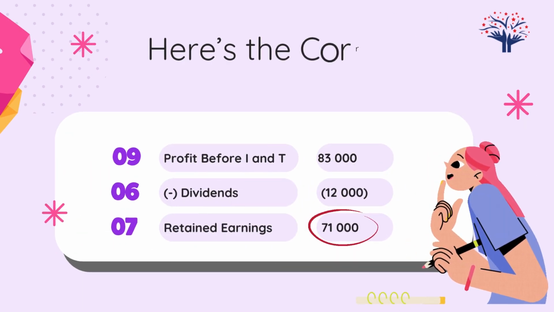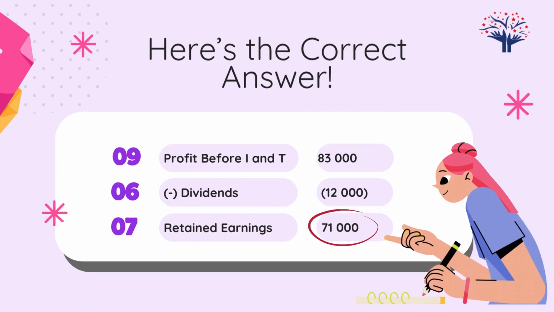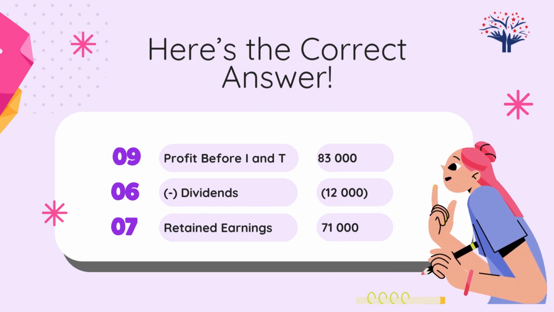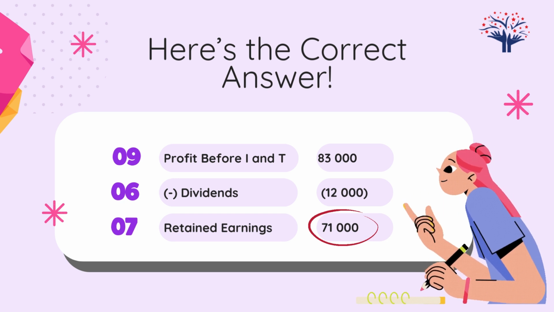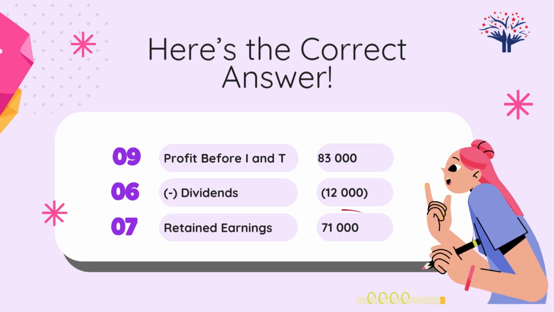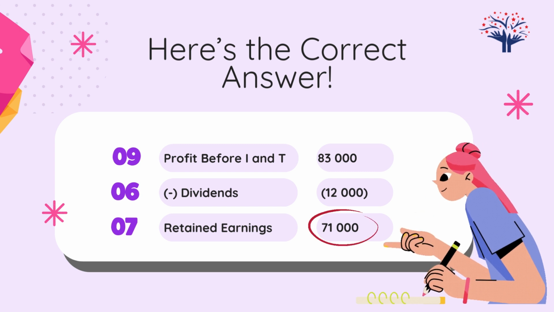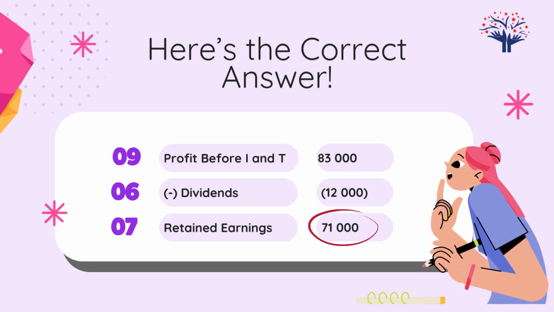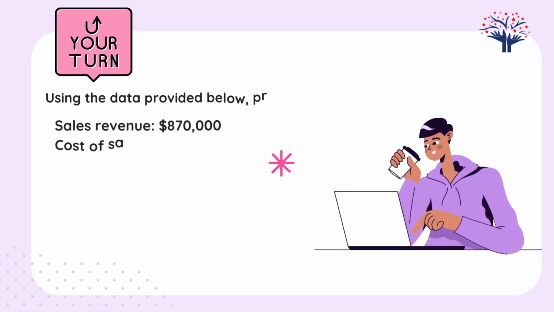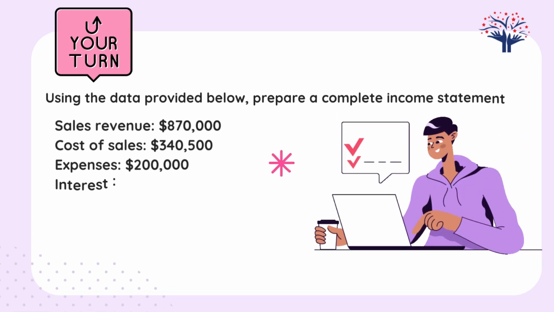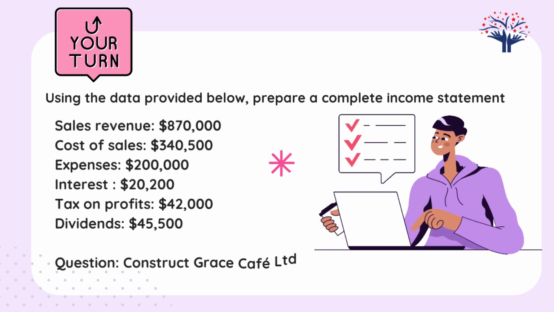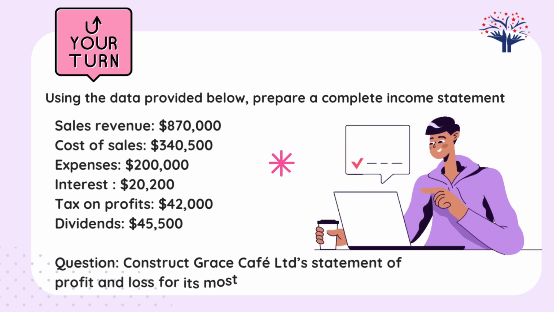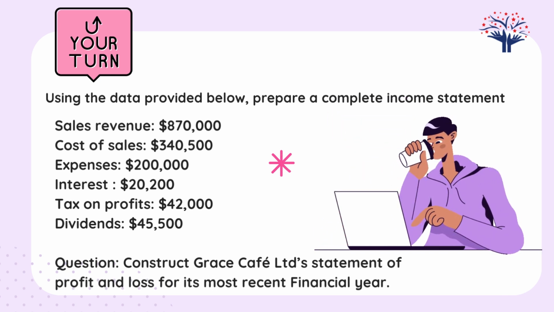Here's the correct answer. Starting with the profit for the period, which is $83,000, we subtract the dividends, $12,000. This leaves us with retained profit, which is $71,000. This retained profit is reinvested into the business for growth and future development. Now it's time for you to try it yourself. Based on the following information, can you construct Grace Cafe Ltd's statement of profit and loss for its most recent financial year? Take a screenshot of this question, work through the numbers, and feel free to share your answers in the comments or reach out to us for assistance.